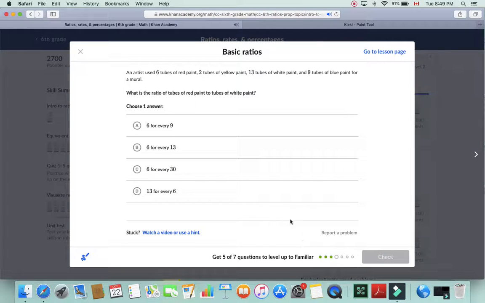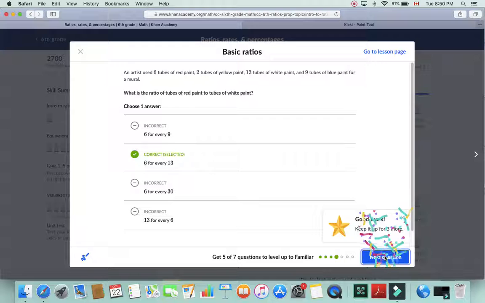Nice. Okay. An artist used 6 tubes of red paint, 2 tubes of yellow paint, 13 tubes of white paint, and 9 tubes of blue paint for a mural. What is the ratio of tubes of red paint to tubes of white paint? So first of all, count how many red paint there are. There are 6. And how many tubes of white paint are there? There are 13. So for every 6 tubes of red paint, there are 13 tubes of white paint. Let's go.